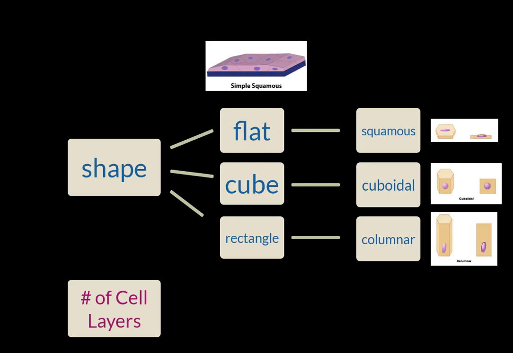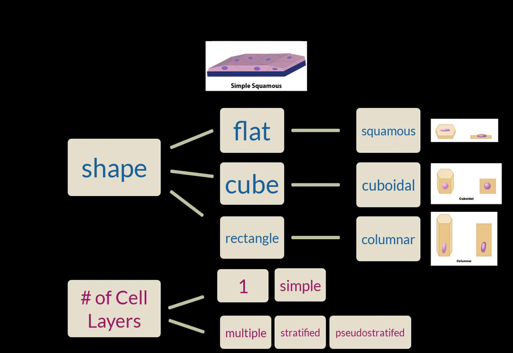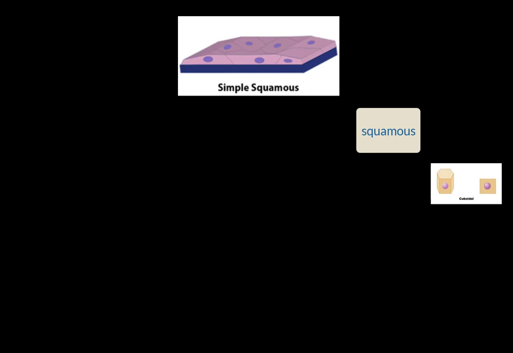And then you have to look at the number of cell layers that are there. So you can have either one cell layer where it would be simple. You could have multiple cell layers, kind of like bricks stacked up on top of each other. That would be stratified. And you can have pseudostratified, where the cells are not stacked up on each other all the way to the top. We can then put the shape and the number of cell layers together to get the name of our epithelial tissues. So let's go ahead and start looking through some of these tissues.